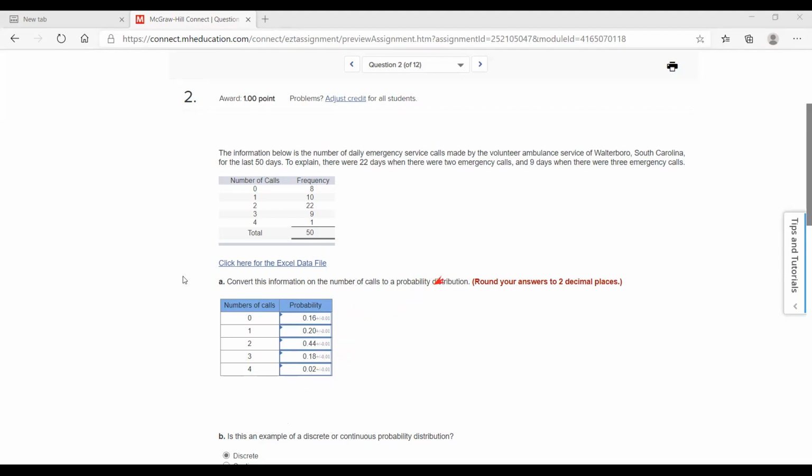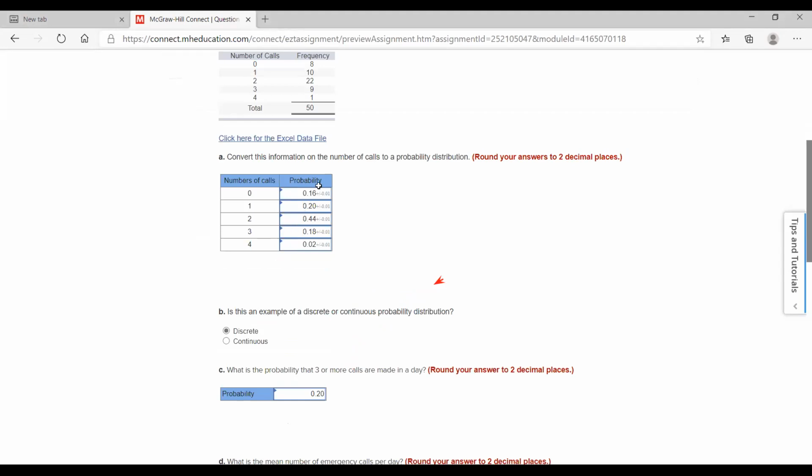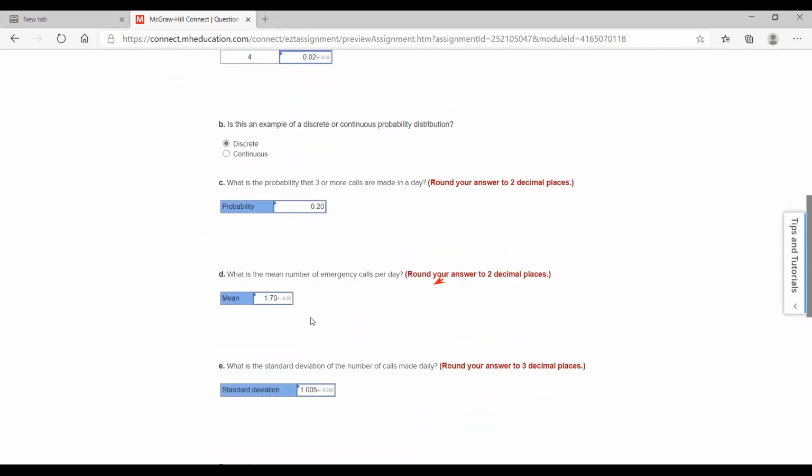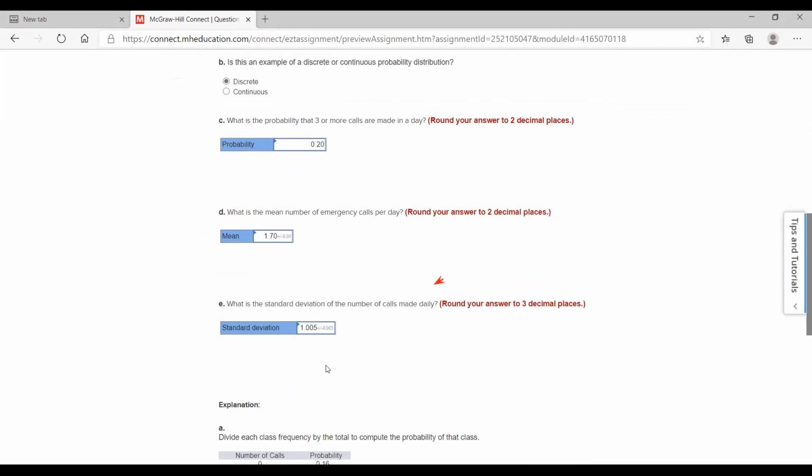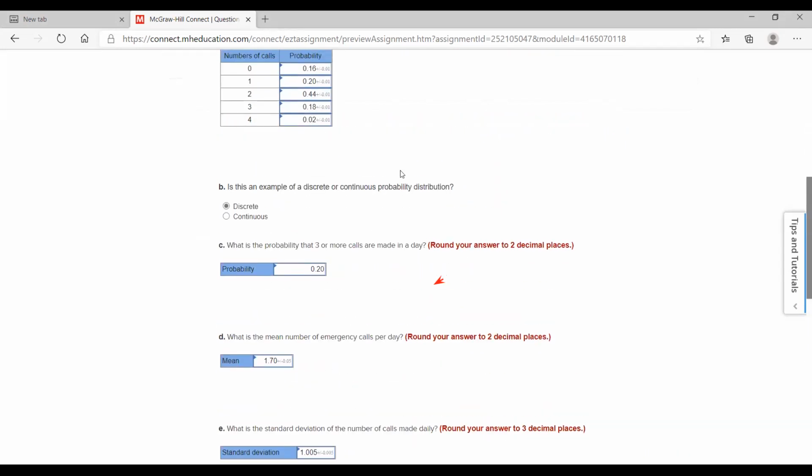So let me first show you what they're asking. They want you to essentially convert it into a relative frequency table, which you've done before. Of course, this is discrete because these are finite outcomes. Then they have a couple of questions on the probability of 3 or more. Then they want you to get the mean. And then on this one, they do want you to do the standard deviation. Okay, so let me get to my Excel file. Let me pull this up.